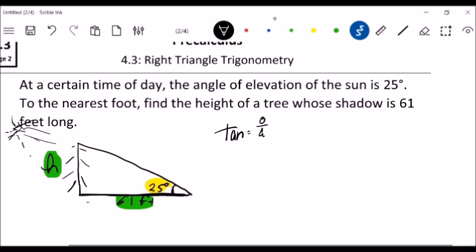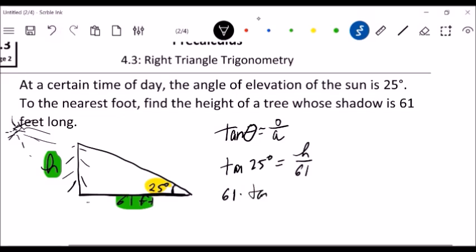So we know what the angle is. Ooh, we need to write that with the theta in it. The tangent of an angle is the opposite over the adjacent. So we will do that: the tangent of 25 degrees is equal to the opposite, which we don't actually know yet, over the 61 feet. We'll put feet back in afterwards since we know the height has to be in feet. So we will multiply that 61 times both sides.